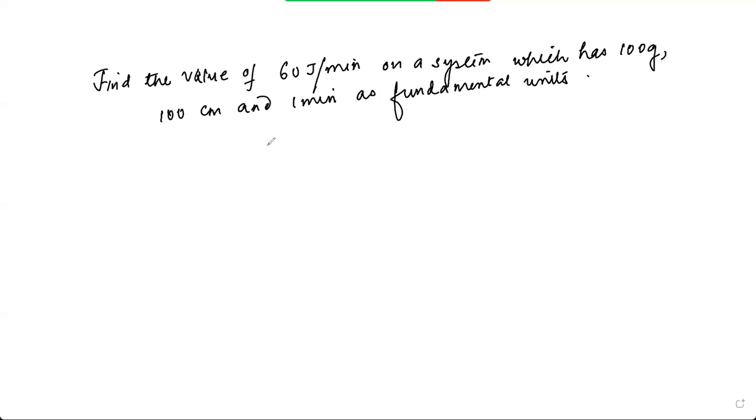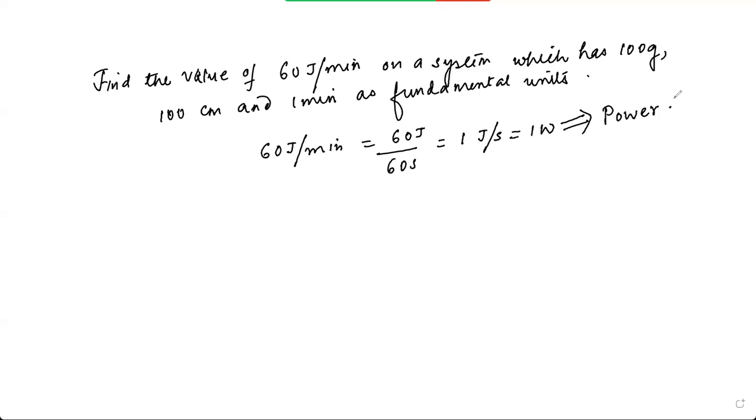So let us solve this problem. We know 60 joule per minute equals 60 joule by 60 second, that is 1 joule per second, that is 1 watt. So what is the SI unit of power? That is what? So this physical quantity is power.